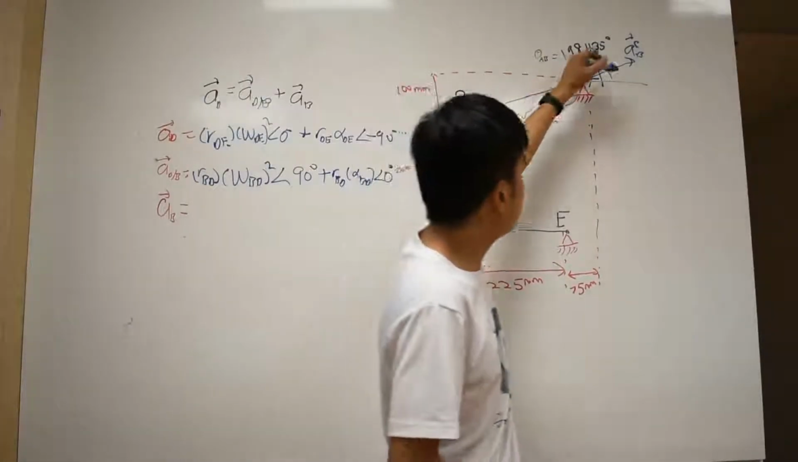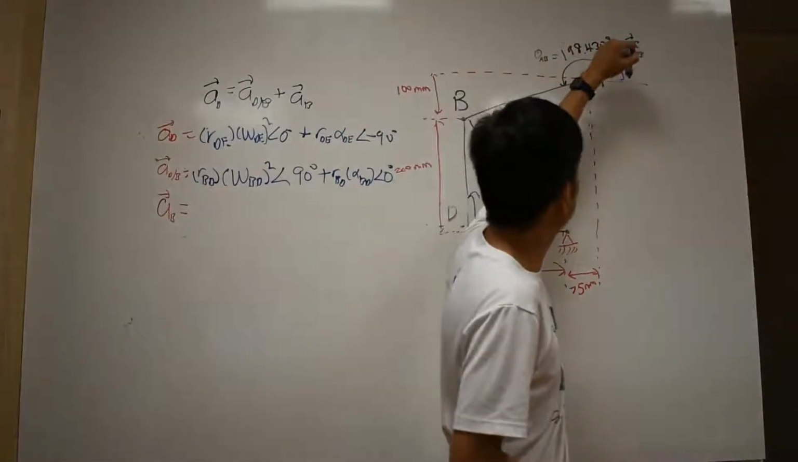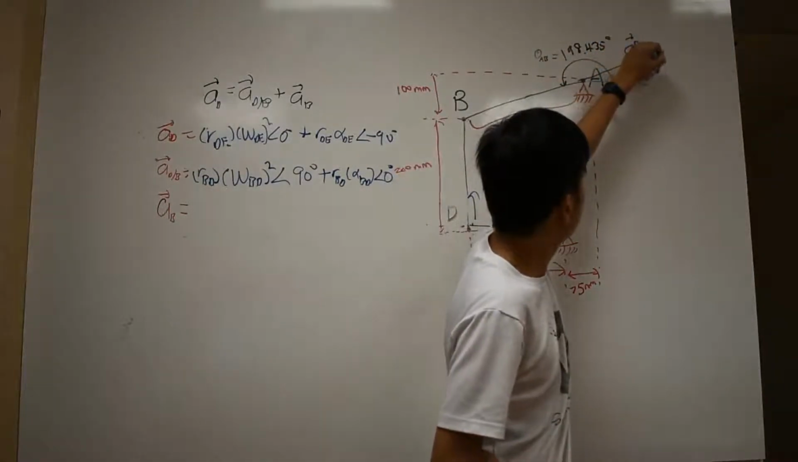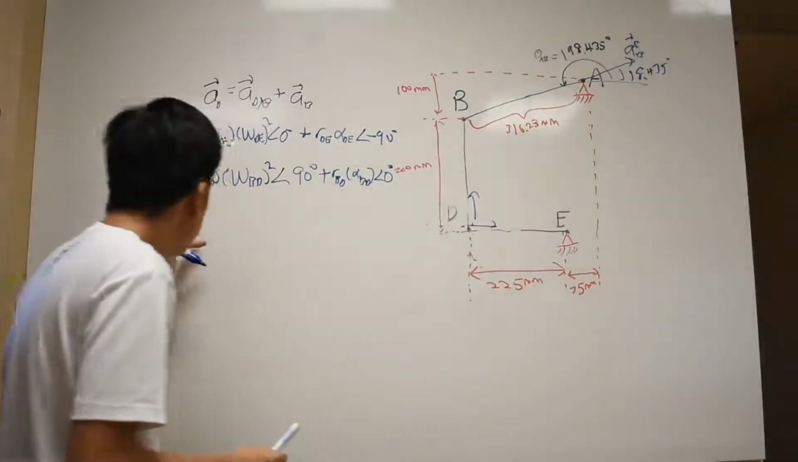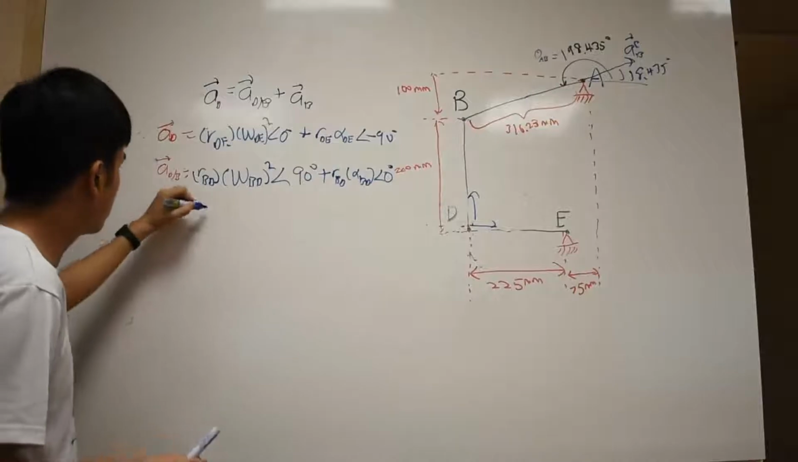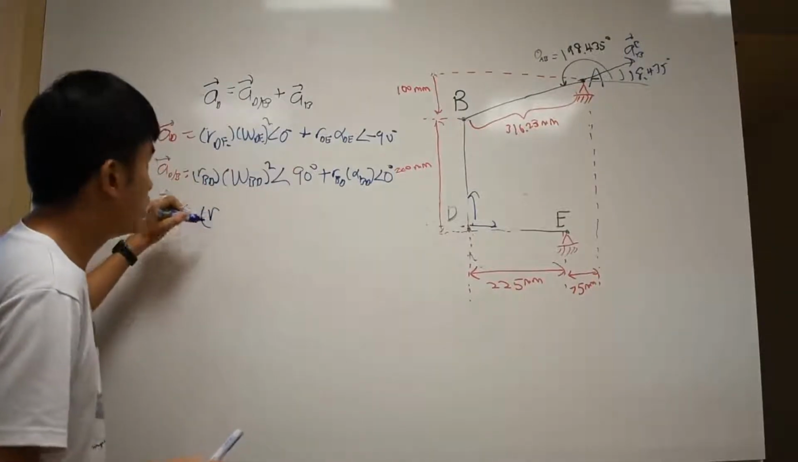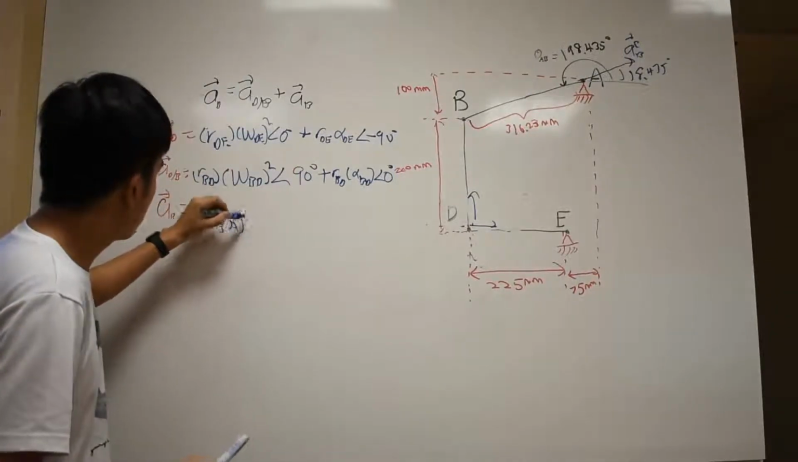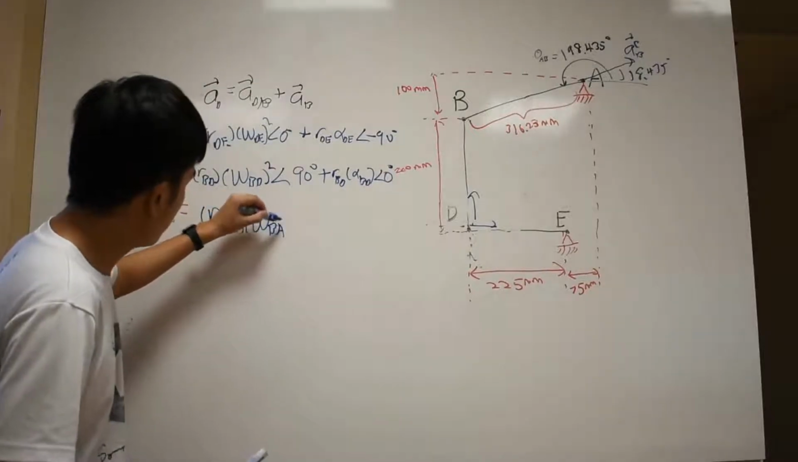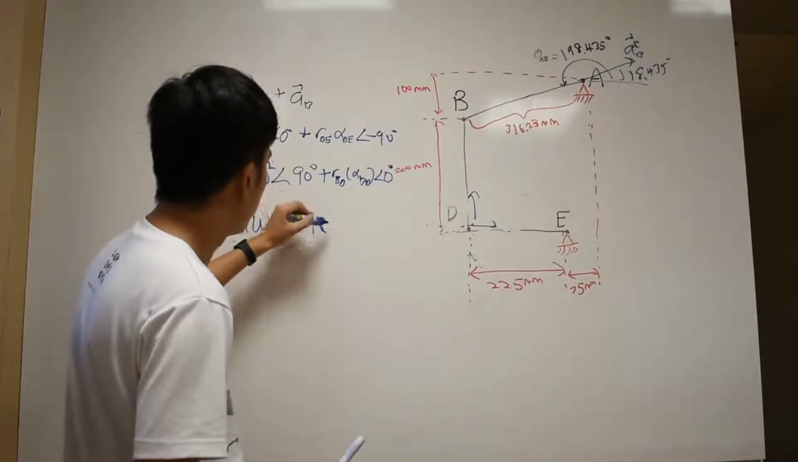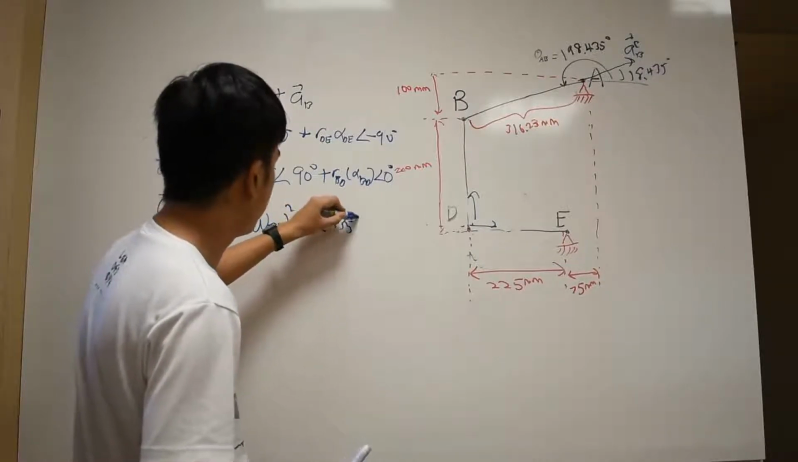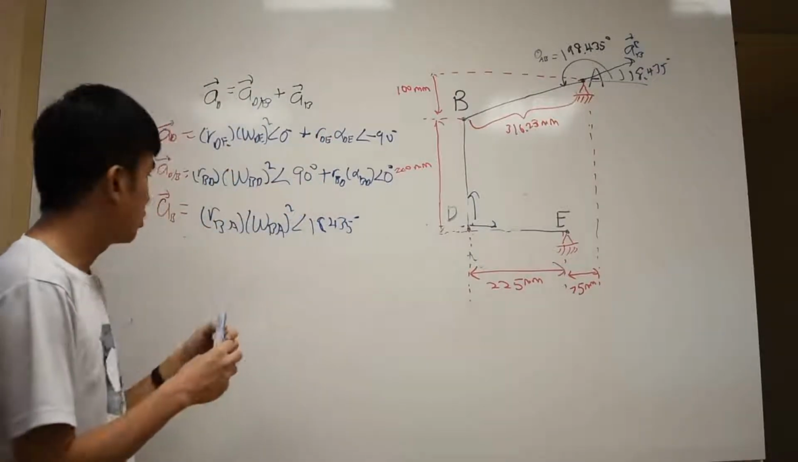And this theta here is actually equal to 18.435. Then you can use trigo to calculate it out yourself. So basically, acceleration of B is equal to the centripetal acceleration, which is RBA times omega BA squared, and the direction is equal to 18.435 degrees. Okay.